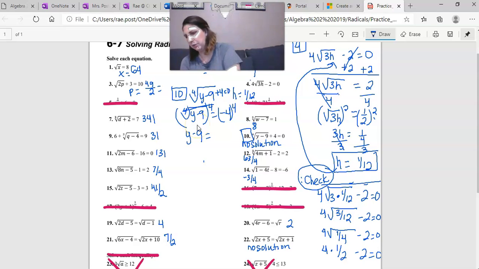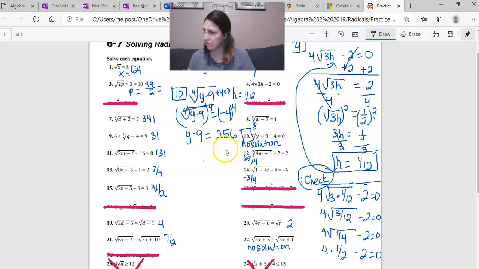And then negative 4, if you're not sure, just use your calculator. So we've got negative 4, and we need to bring that to the power of 4. Should give you 256 right here. And then we're going to add 9, right? So y is equal to 256 plus 9. It's going to give me 265.